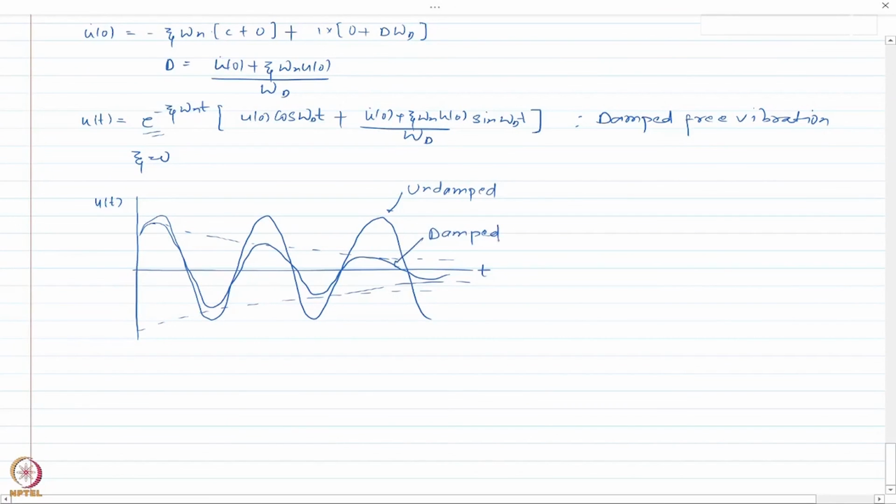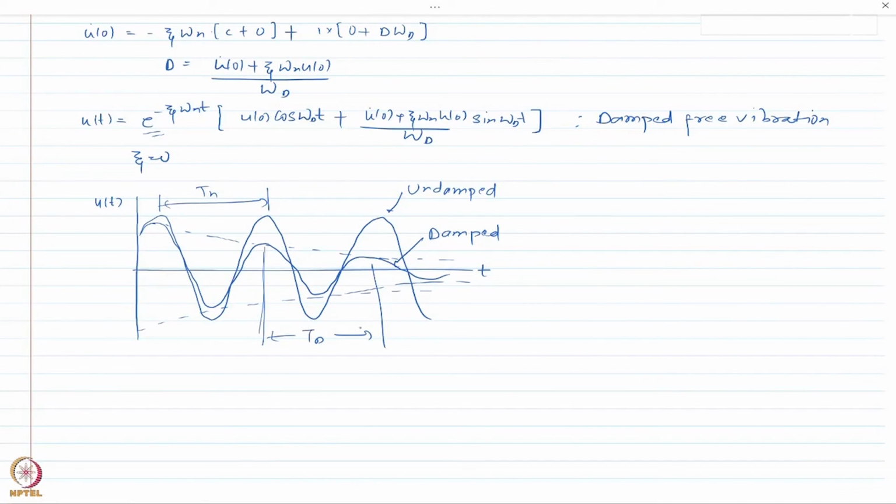Okay, one thing that you can observe from this plot is the time period Tn, which for undamped, let us say, we describe like this, and for damped I will describe using these two peaks for the damped system here. Depending upon the value of zeta, they might be close or they might be different. That all depends on the value of zeta.